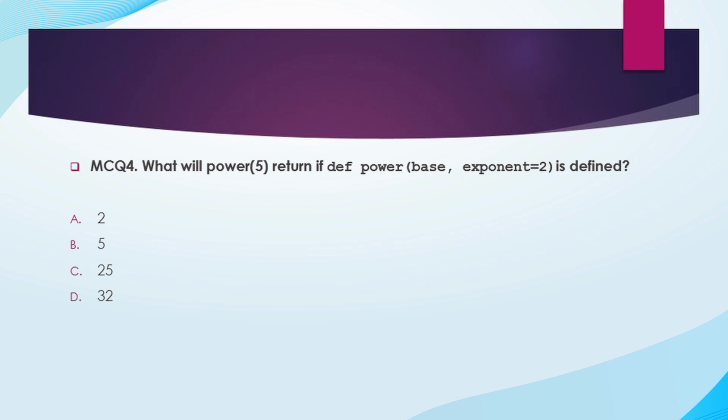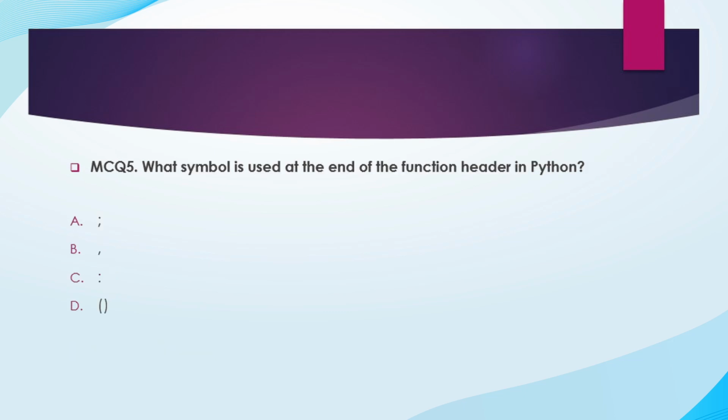Here is the next question. What will power(5) return if the function power is defined with a default argument as given in the slide? Take a moment to think about your answer. The correct answer is option C, which is 25. Let us look at the next question. What symbol is used at the end of the function header in Python? Take a moment to think about your answer. The correct answer is option C.